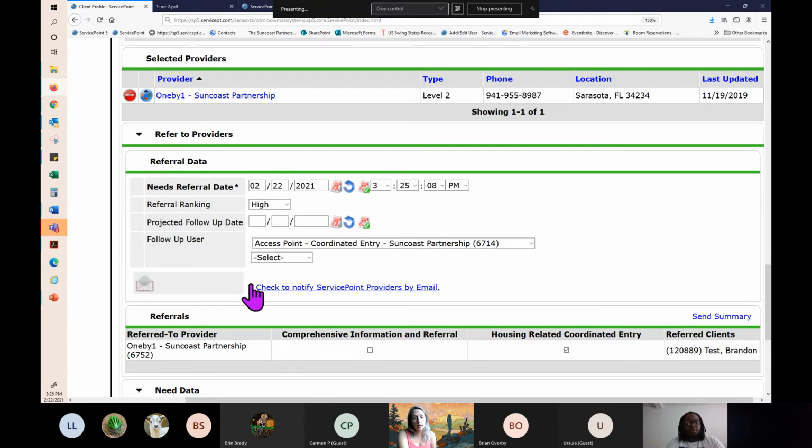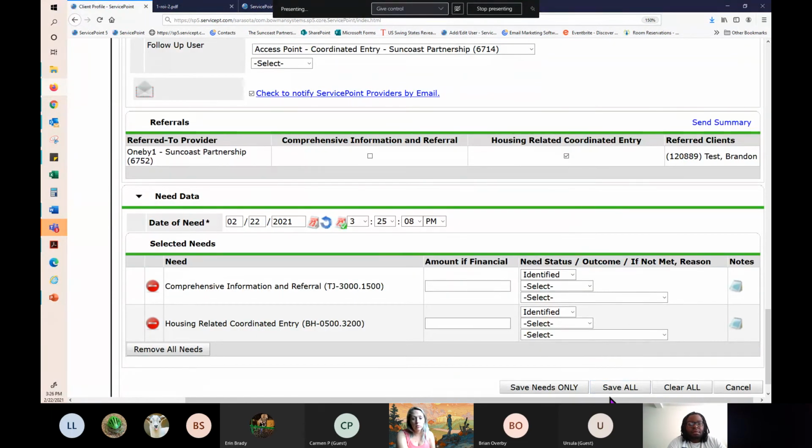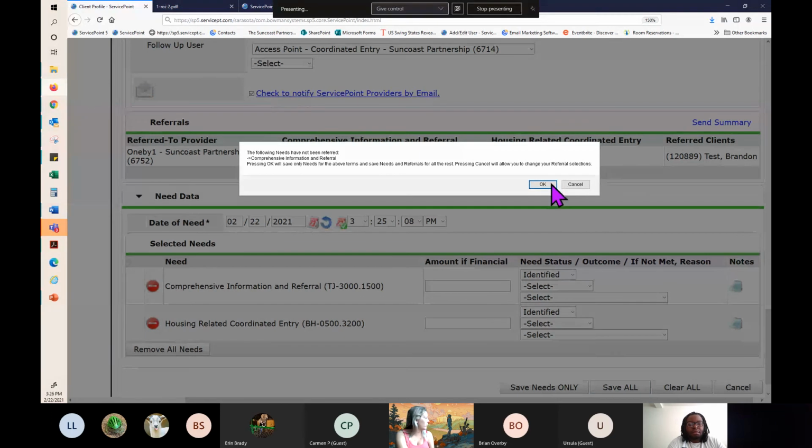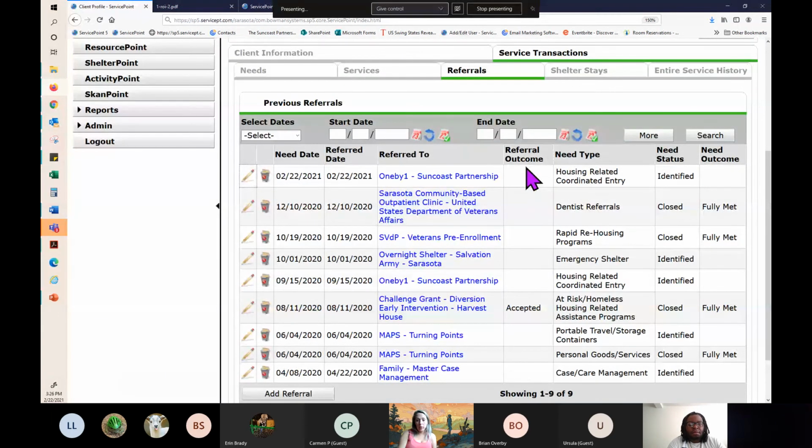We're going to do high. We're going to notify the service provider by email. That's going to tell Suncoast Partnership, hey, you have a referral. And then we're going to save all. Send on that referral. And now we have just about finished.